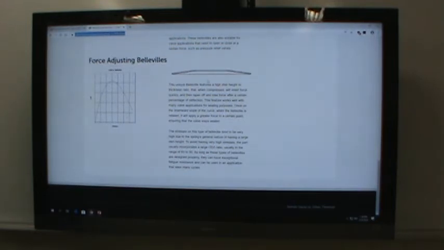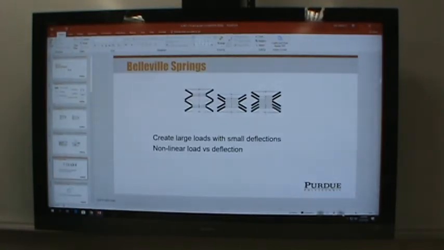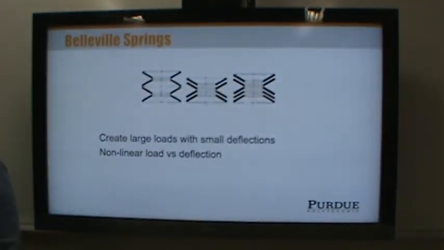Interesting. I don't know how that one works, but that's interesting. So certainly non-linear, but the nice thing is you can even put them together and tune them, get what you want out of it.